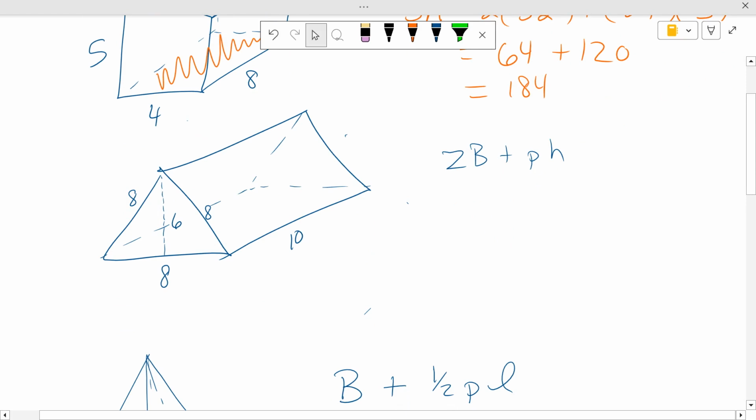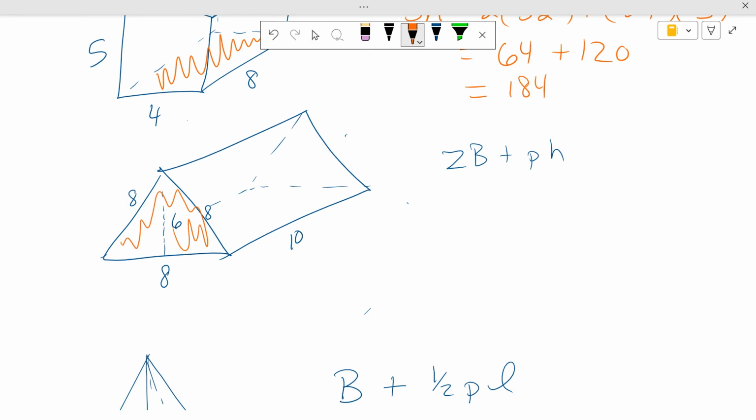On the next shape, okay, your base is your triangle here. Okay, your base is your triangle, this thing right here. Okay, so if that's your base, you take 2 times the area of the base. How do you find the area of a triangle? 1/2 times 8 times 6. 1/2 the base times the height, or 8 times 6 divided by 2. Either way. Plus the perimeter of the base.